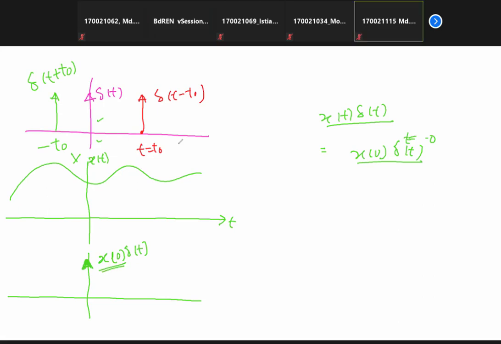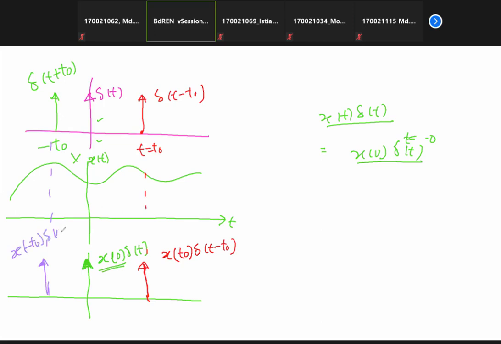Similarly, if we go to this second delta, then you will have another value of your signal, x(t0), with delta at delta(t minus t0). Similarly, at this location, you have a delta, and the signal value will be equal to x(minus t0) multiplied by delta(t plus t0), isn't it? Yes, sir.